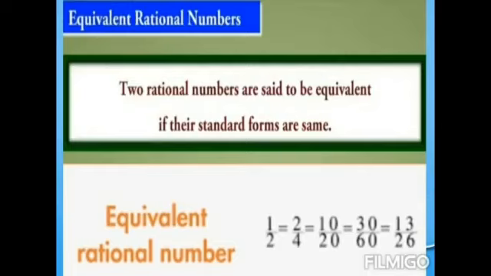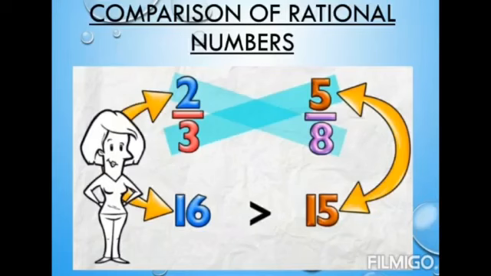Next topic is equivalent rational numbers. Two rational numbers are said to be equivalent if their standard forms are the same. Here you can see 1 by 2 equals 2 by 4 equals 10 by 20 equals 30 by 60 equals 13 by 26. All these are equivalent rational numbers because when we convert into standard form, 2 by 4 becomes 1 by 2, 10 by 20 becomes 1 by 2, 30 by 60 is also 1 by 2, and 13 by 26 becomes 1 by 2.